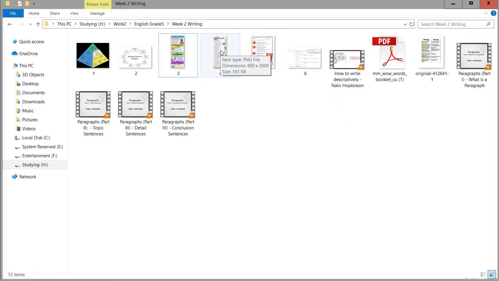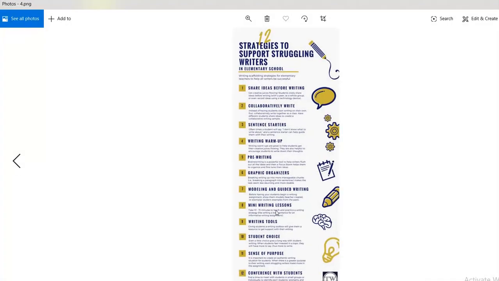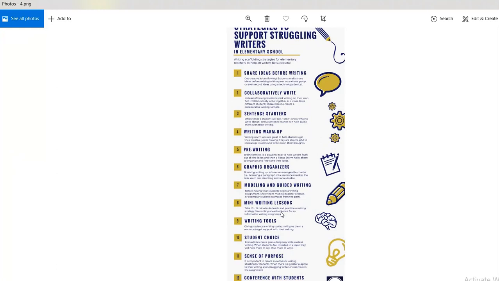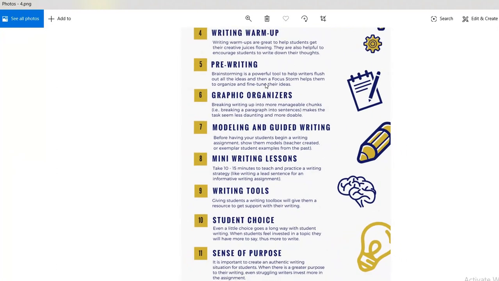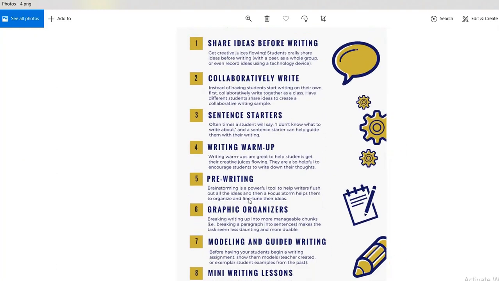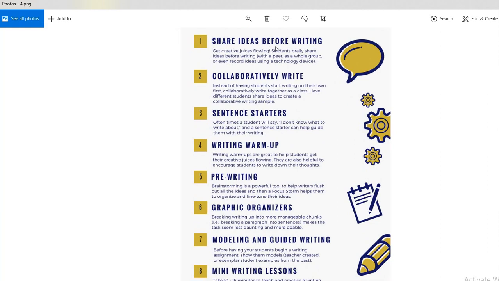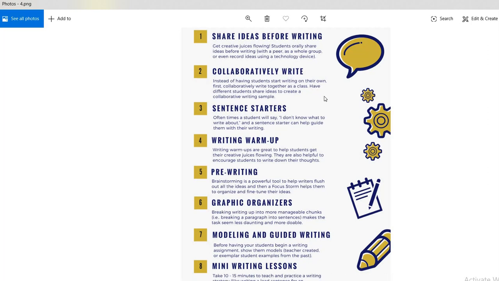Now, how can we do that, Miss Ala? How can we do that? Here I have 12 strategies for you. Number 1, before writing. What should we do before writing? We need to share ideas before writing. Get creative juices flowing. Students orally share ideas before writing with a peer or as a whole group, or even record ideas using a technology device.